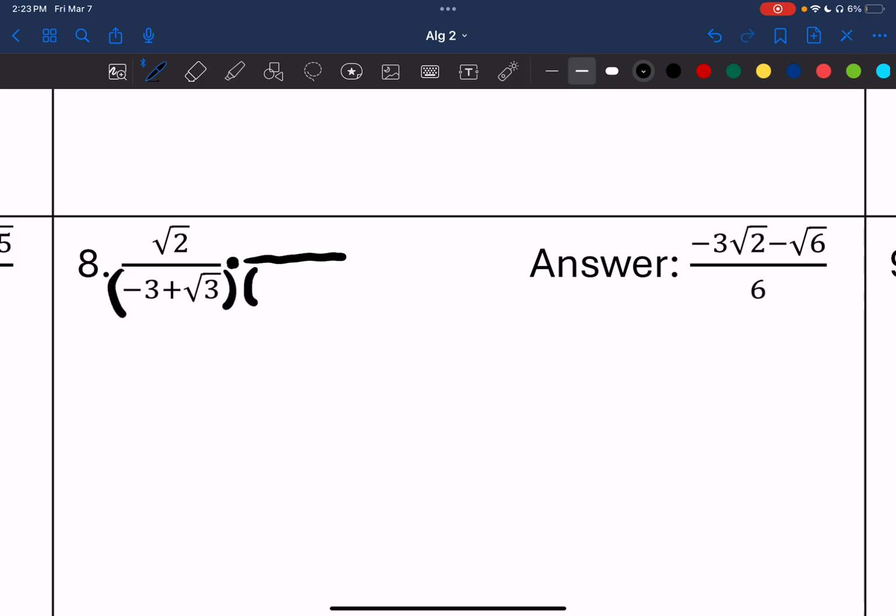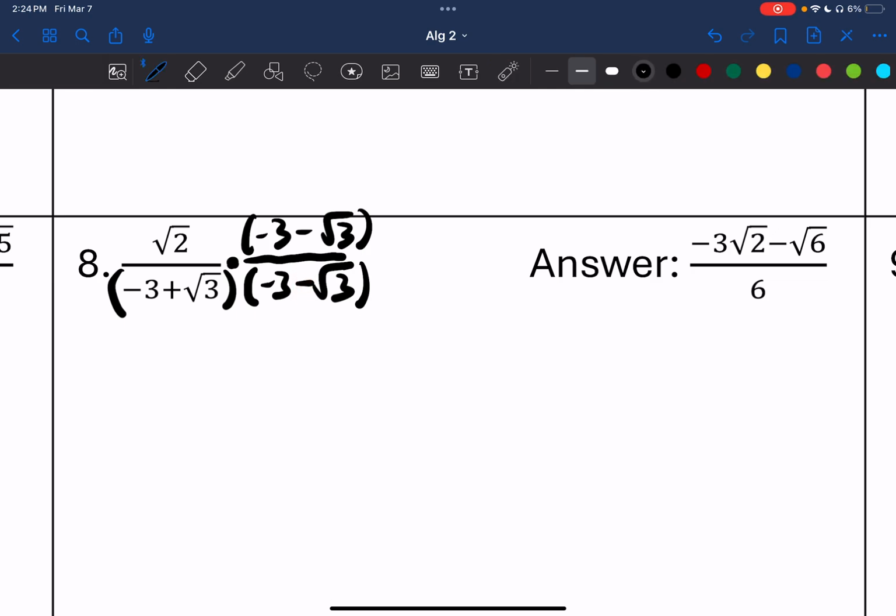So I'm going to multiply by the conjugate again. Negative 3 minus the square root of 3. Negative 3 minus the square root of 3. You want to keep the terms here the same, right? This is negative, so you want to keep it negative and just switch this one.